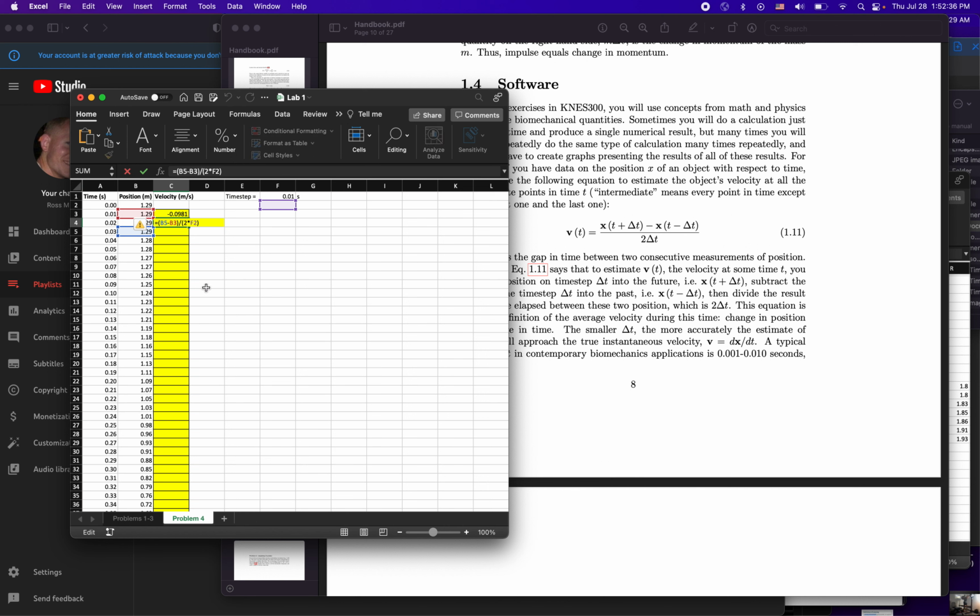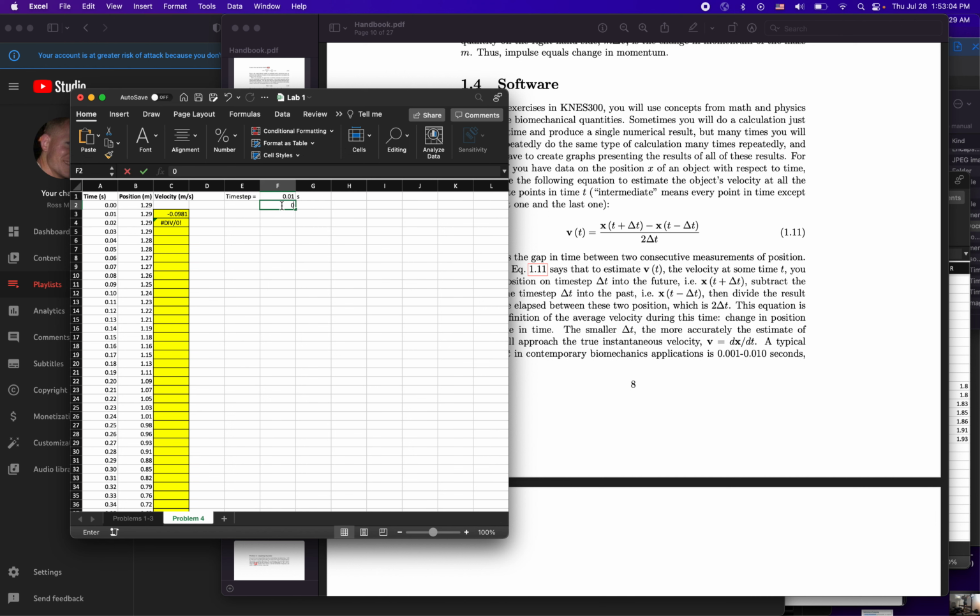And it's grabbing my future position, so that's good, that's what I want. And it's subtracting from it my past position, that's good. But then it's dividing it by 2 times cell F2 here, which doesn't have anything in it. And so that's why it's given me this result of divide by 0 there. If there's no number in cell F2, it's just assuming, well, that must be 0. And when you divide by 0, that's generally not a good thing to do in mathematics. You don't get a sensible result there.